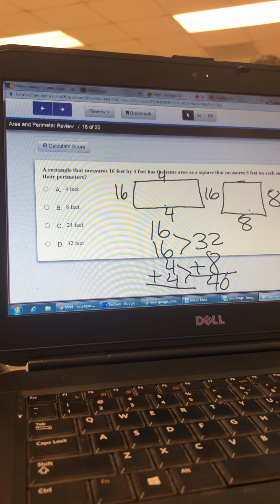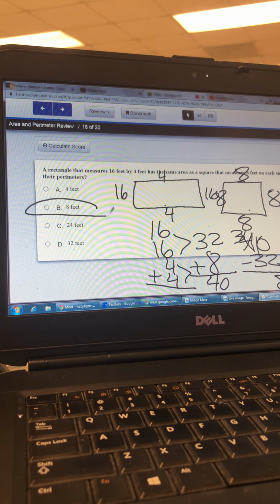Now, do I need to stop right there? No. We're going to have to do the perimeter of this one. So, 8 plus 8 plus 8 plus 8. Well, 8 plus 8 is 16. 16 plus 16 is 32. But it says, what is the difference in their perimeters? So difference means I need to subtract 40 minus 32. It is 8 feet. The difference is 8 feet.